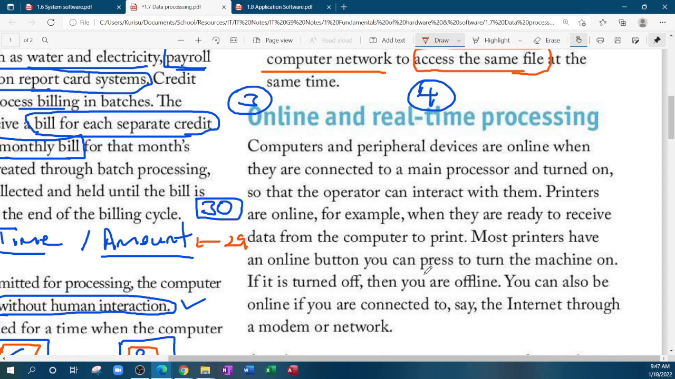Computers and peripheral devices are online when they are connected to a main processor and turned on so that the operator can interact with them. Printers are online, for example, when they are ready to receive data from the computer to print. Most printers have an online button you can press to turn the machine on. If it is turned off, you are offline. You can also be online if you're connected to, say, the internet through a modem or network. Very good.